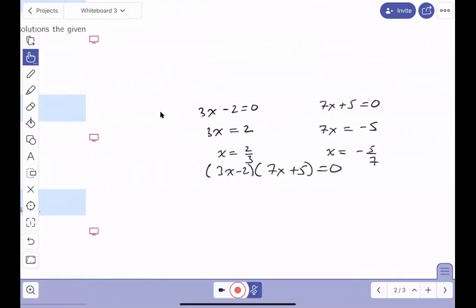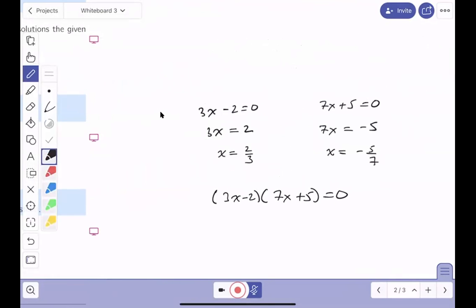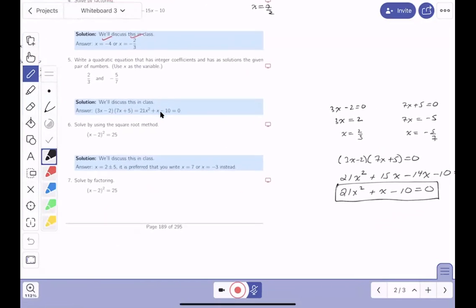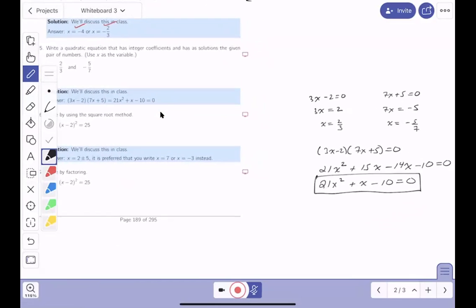I gotta multiply it out. I have to multiply this out now. And what do you get? 21x squared plus 15x minus 14x minus 10 equals 0. 21x squared plus x minus 10 equals 0. I think I've done what they asked me to do. Let's see if that's true. Yep, it's right here. I got it.